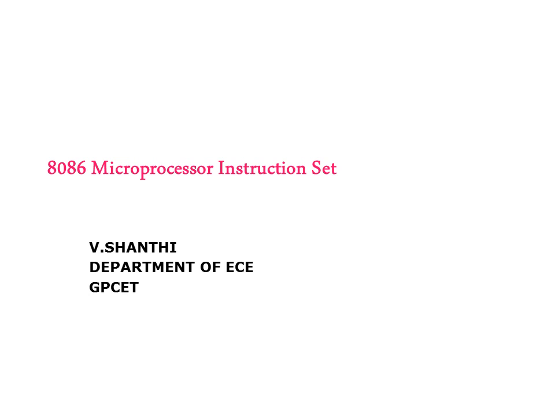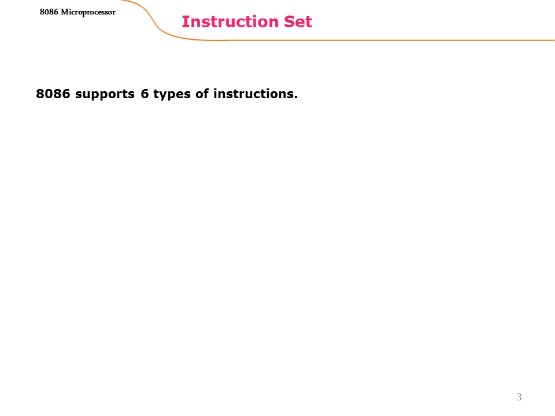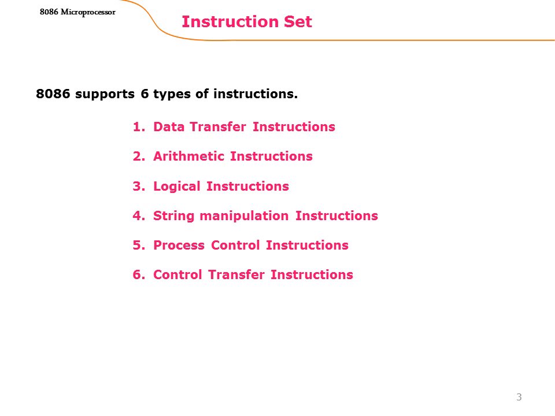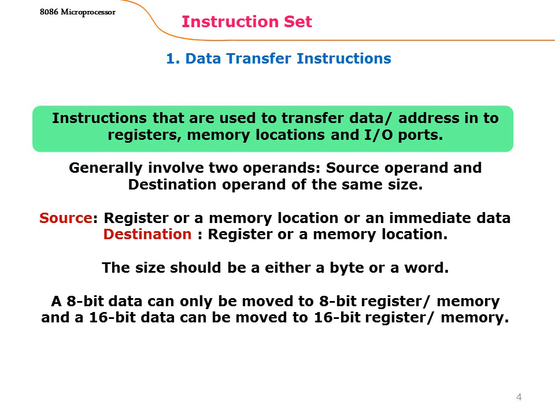8086 microprocessor instruction set. 8086 supports 6 types of instructions: data transfer instructions, arithmetic instructions, logical instructions, string manipulation instructions, processor control instructions, control transfer instructions.